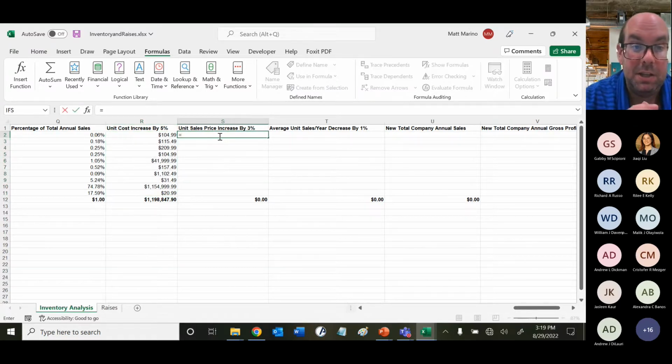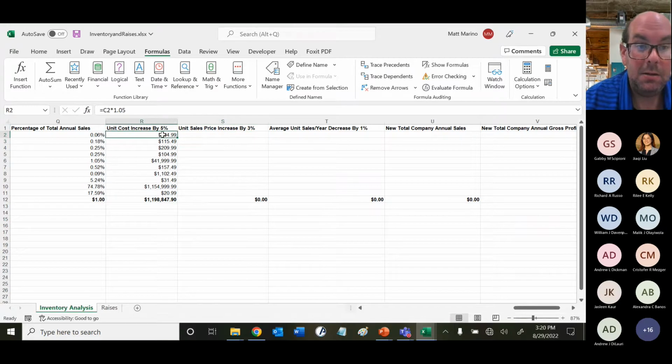So next, we're asked for the unit sales price. The last one? Yes. The cost increased by 5%. So we're referring back to our unit cost was in column C. So C2 times 1.05, which is 1 plus our 5%. And then when you calculate, you autofill it down.